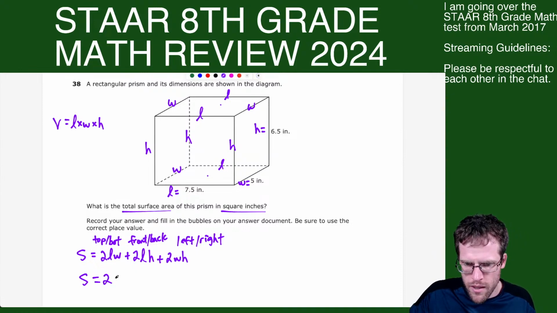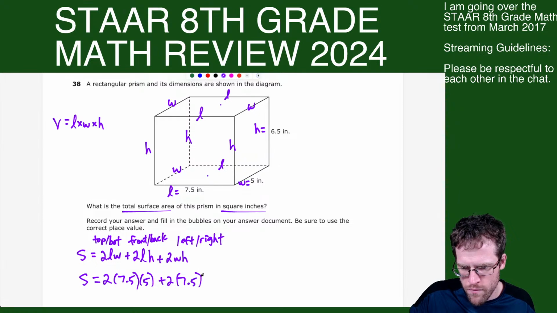2 times the length, which is 7.5. I'll leave the units out till the end. 2 times the length times the width, which is 5, plus 2 times the length, 7.5, times the height, 6.5. And then we have plus 2 times the width, 5, and the height, 6.5.